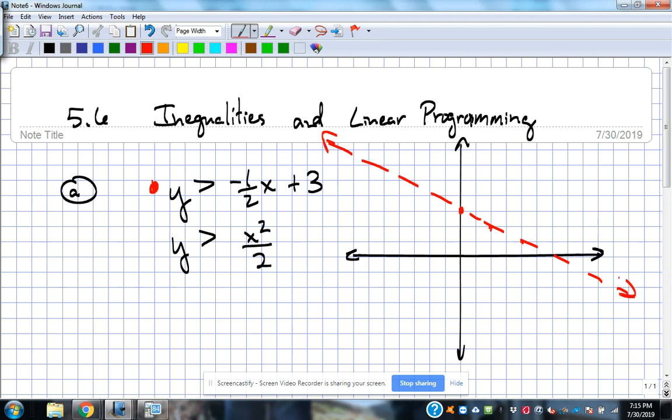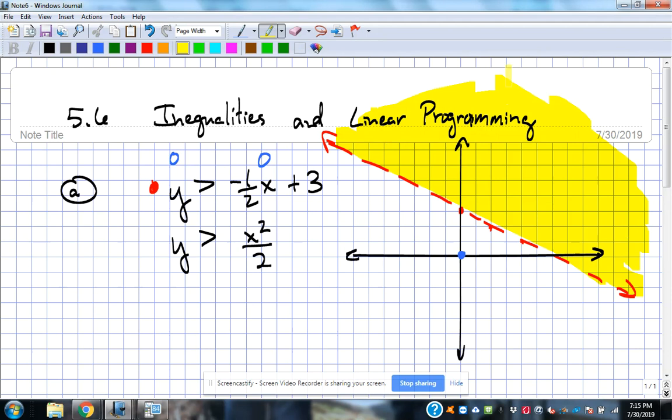And then I want to look at shading for that particular inequality. So I test a point. Remember us doing this? If I test 0, 0, I plug a 0 in for y and a 0 in for x. Is 0 greater than negative 1/2 times 0 plus 3? So is 0 greater than 3? The answer to that's no. So that means I'm going to shade away from the origin, which would be above that line. I'm shading above that line. Greater than should imply above as well. It's always a good thing.